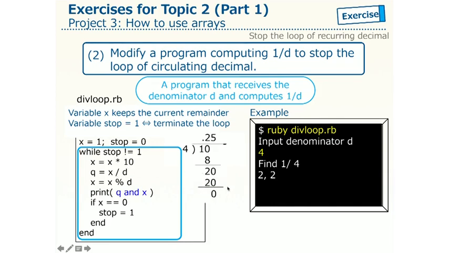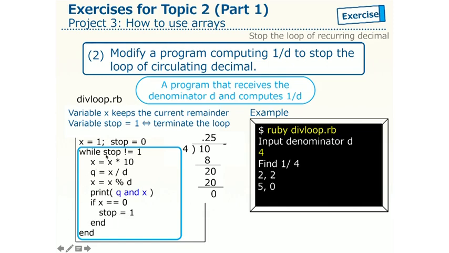Then the computation corresponding to this calculation is done, obtaining 5 for the quotient and 0 for the remainder to the variable x. And then by this print command, these values are shown on the screen. Then consider this if statement. Note that this time the remainder is 0, that is, the value of x is 0, so the condition of this if statement holds, and then this line is executed, and the value of stop becomes 1.